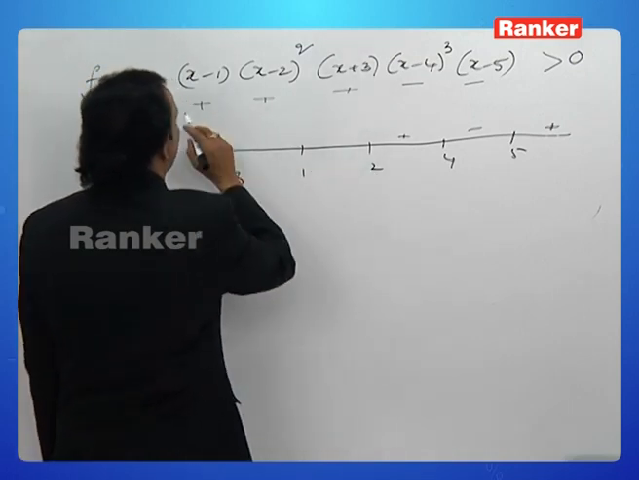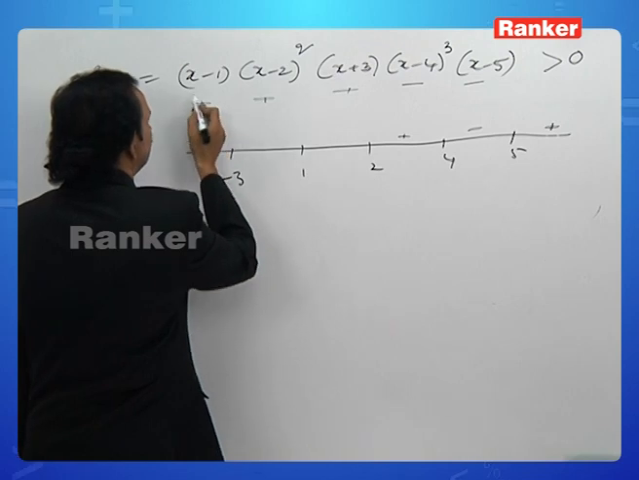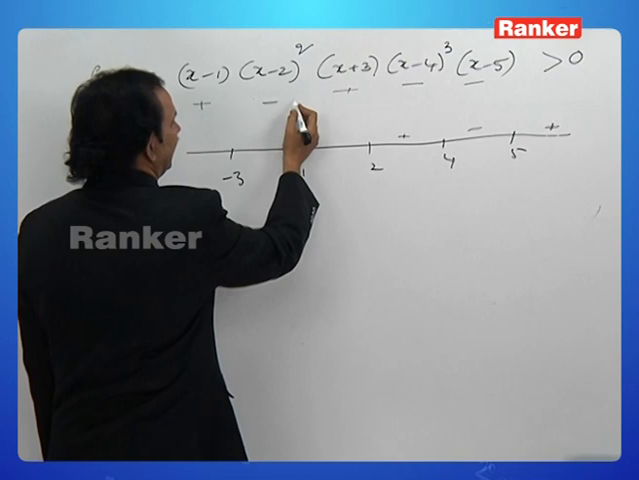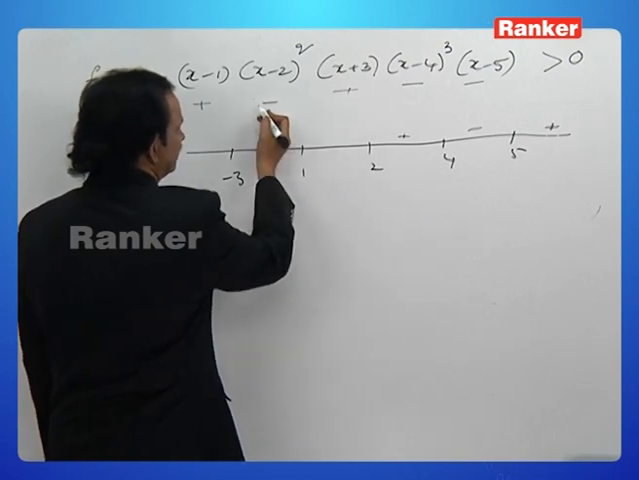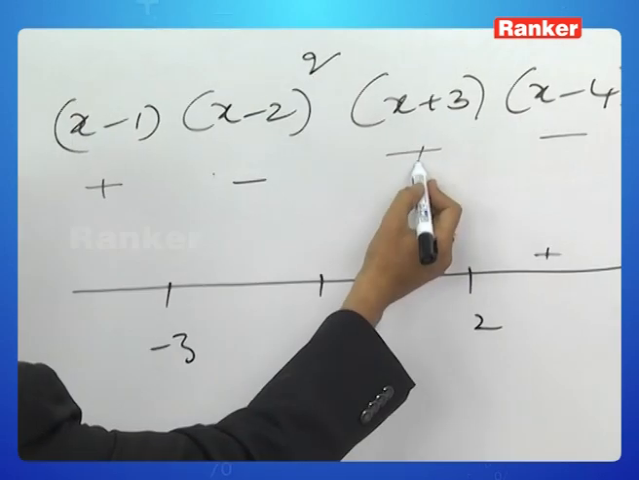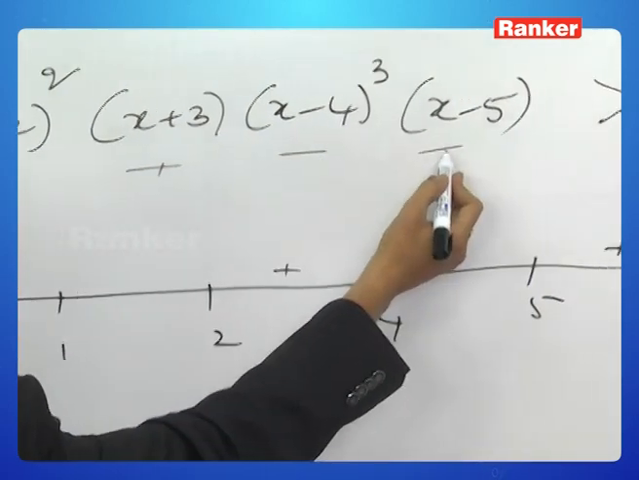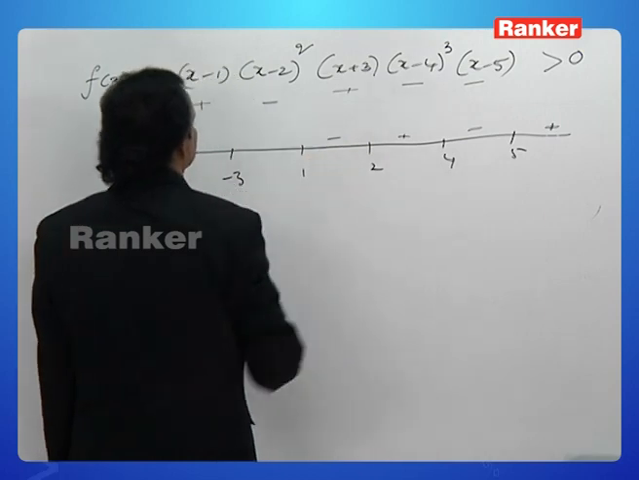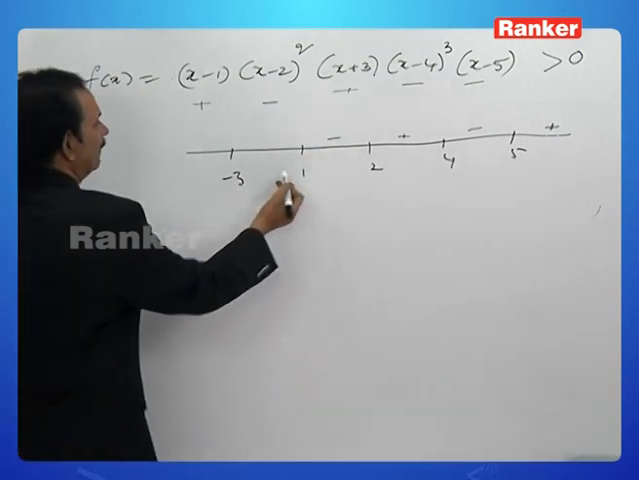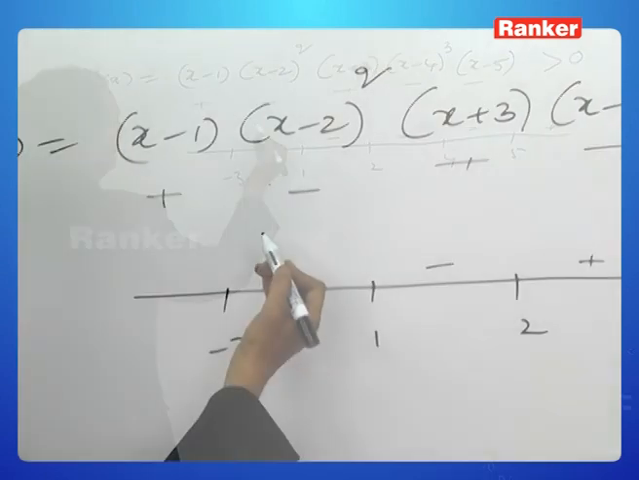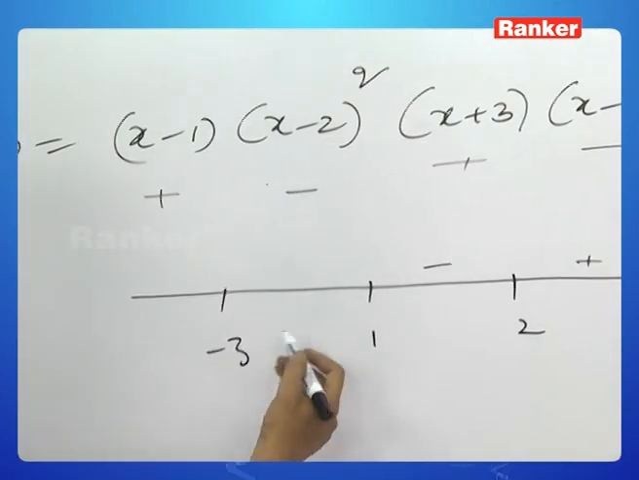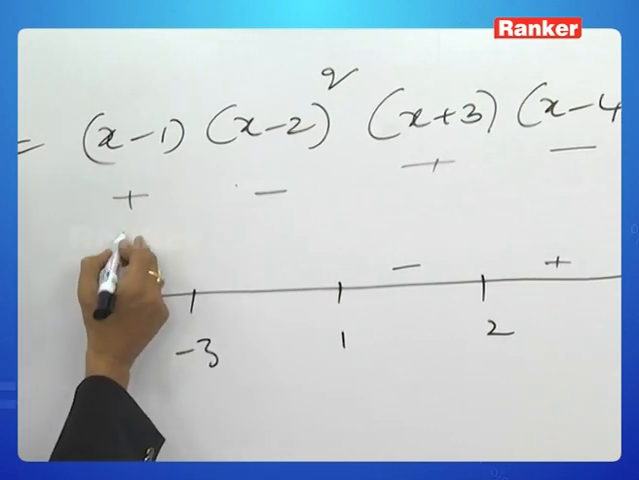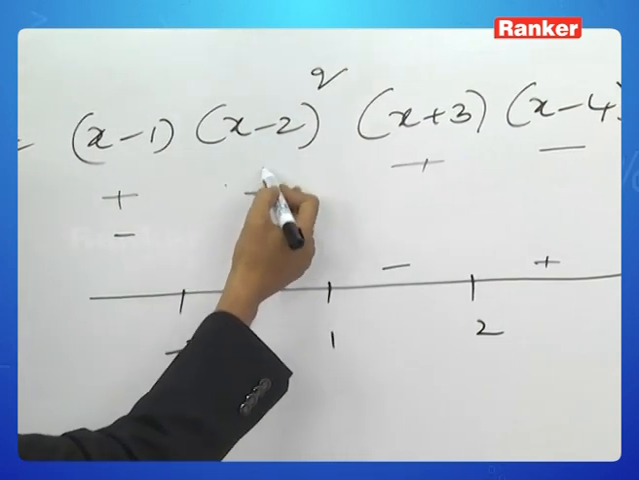Between 1 and 2, this is positive. This is negative. This is positive. This is negative. This is negative. Altogether it is negative. Next, between -3 and 1. Where does it lie? Yes. -3 and 1. This part is negative.